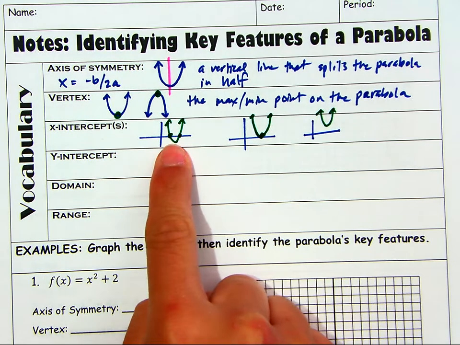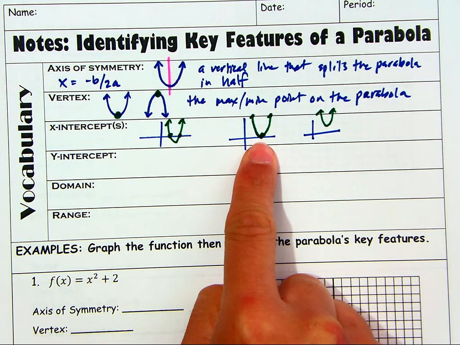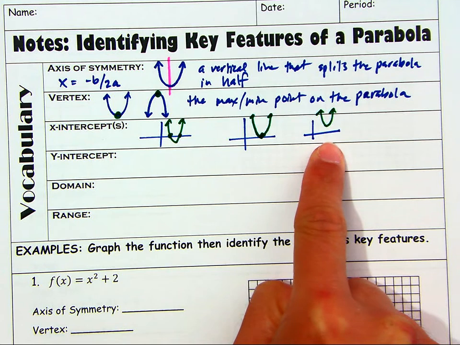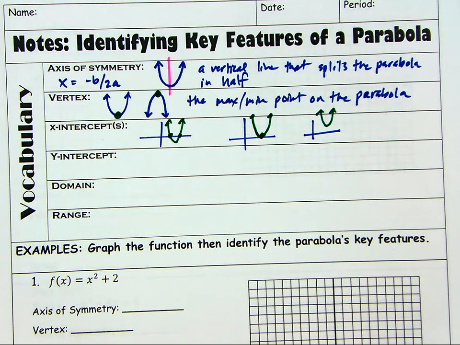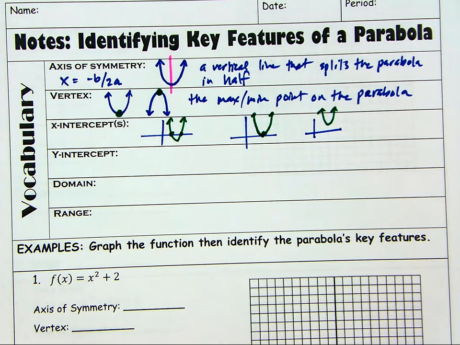It could have two x-intercepts. It may have just one x-intercept, which is if the vertex lies on the x-axis. Or it could have no x-intercepts. Right? Sometimes the parabola is just kind of like floating above the x-axis.